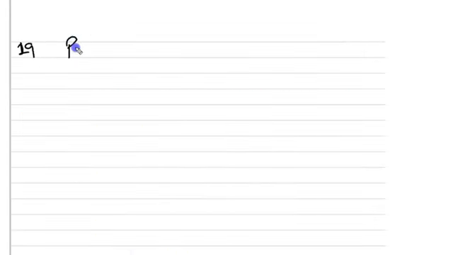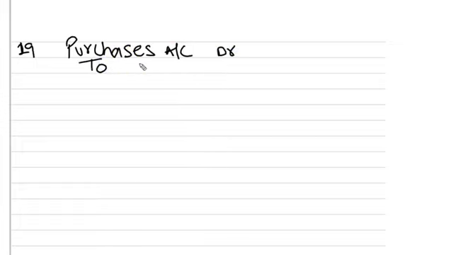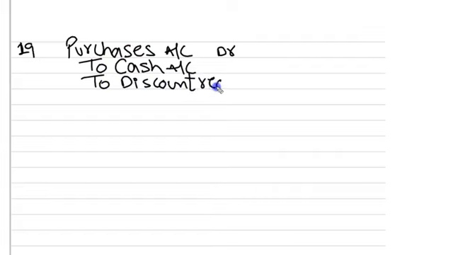So it will be purchases account debit. The same entry you can write in the format also: to cash account, because we have made a cash payment, and to discount received account, because it is our income and it will be credited.